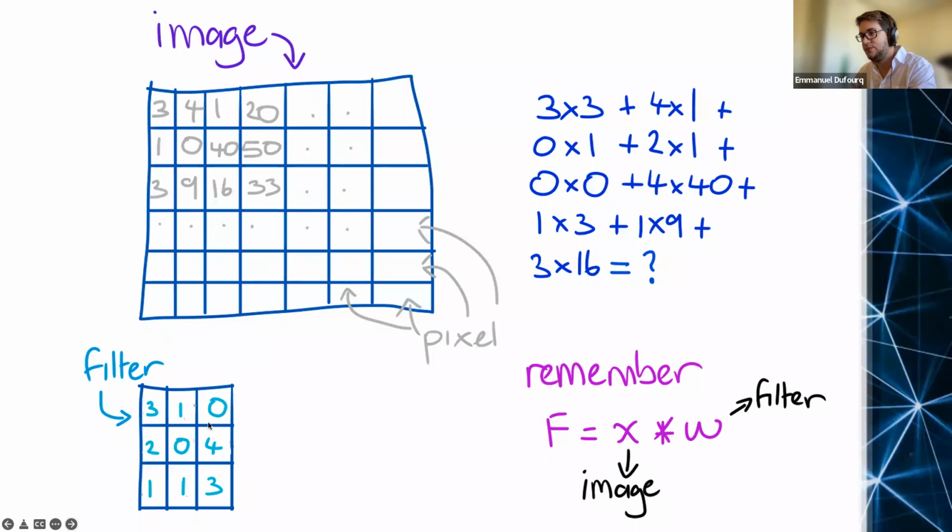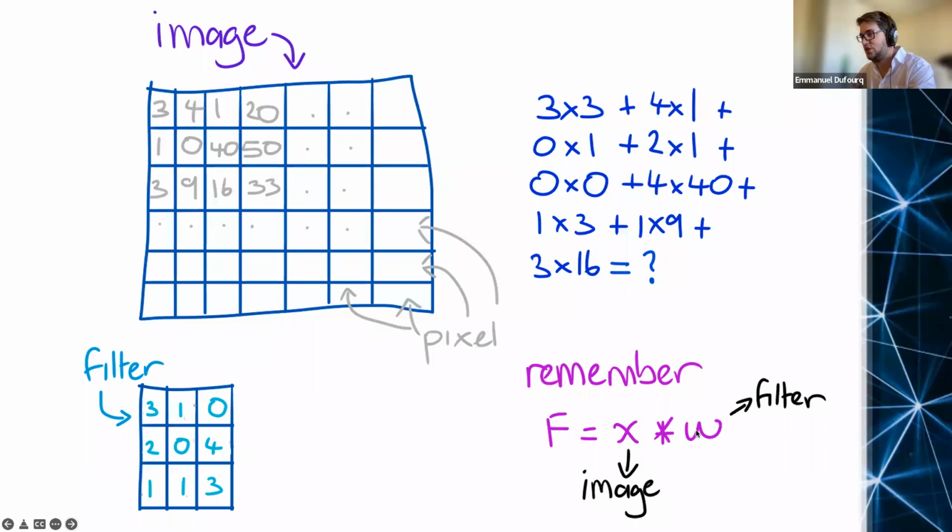Now we do the next row. So plus 2 multiplied by 1 plus 0 multiplied by 0 plus 4 multiplied by 40. Now we've done this row. Now we do the last row in the filter. 1 multiplied by 3 plus 1 multiplied by 9 plus 3 multiplied by 16. Now we've done all the values in the filter. We now compute the answer.